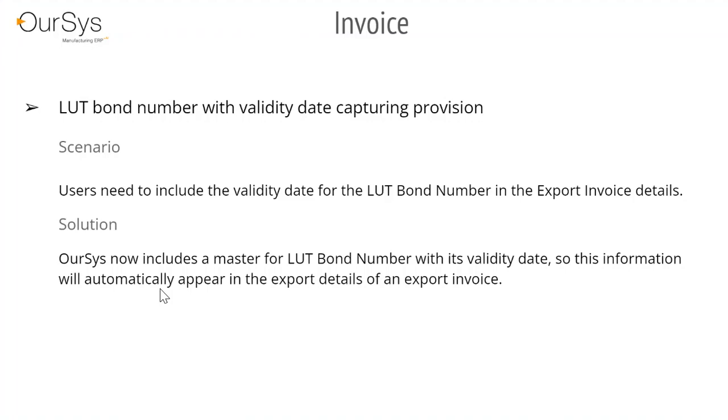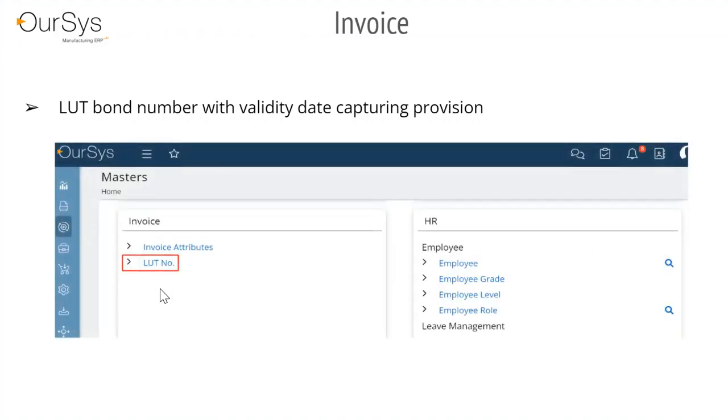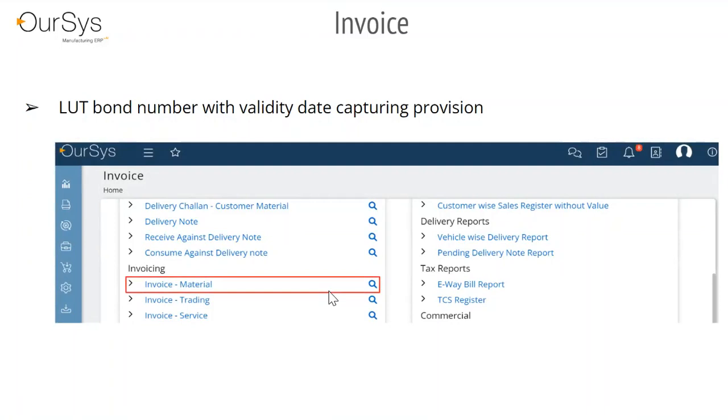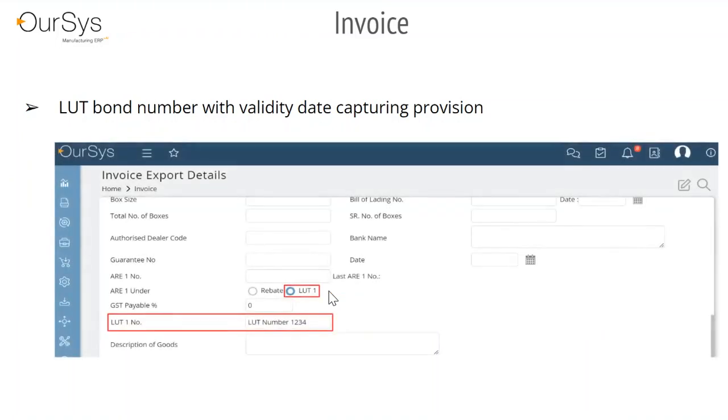Under the master section, we have a link called LUT number, where a user can define the current valid LUT number and its validity date. Once it is defined, when you make an invoice for an export customer, if you go to the export detail shortcut link, you can see here if LUT is selected, then the system will check what the current valid LUT number is and automatically fetch this number here.